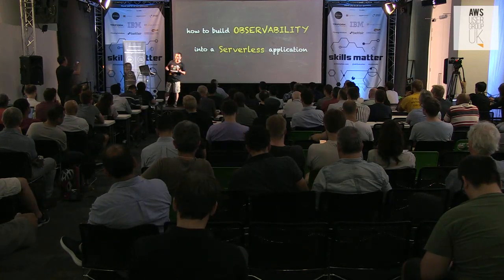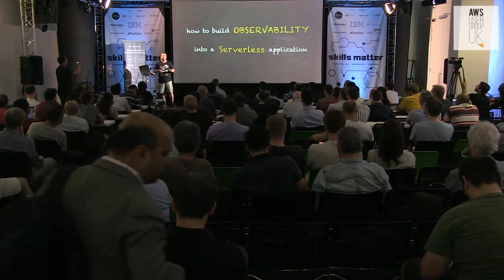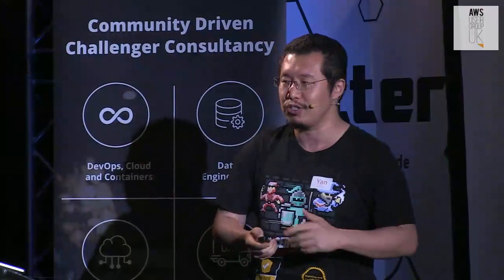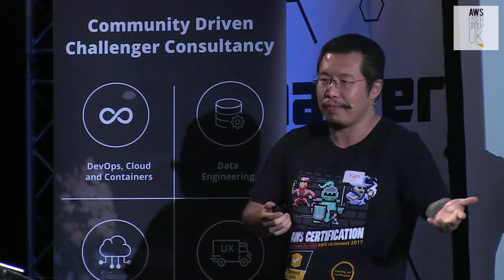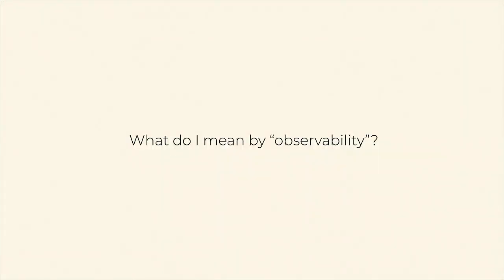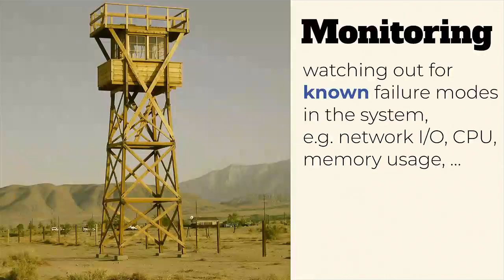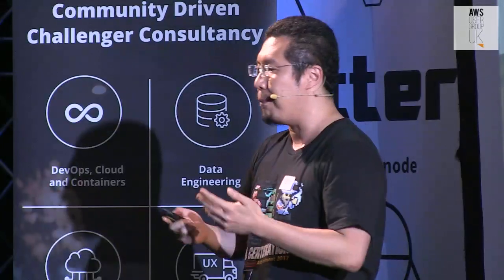So I'm here to talk about how do you build observability into a serverless application, which, of course, we should start with the question of what do we mean by observability, and how is it different from when we say monitoring. When I say monitoring, I tend to think of it as a watchtower where you're watching out for those known failure modes in the system, like your network I/O going through the roof, or CPU spiking out, or you're running out of memory.